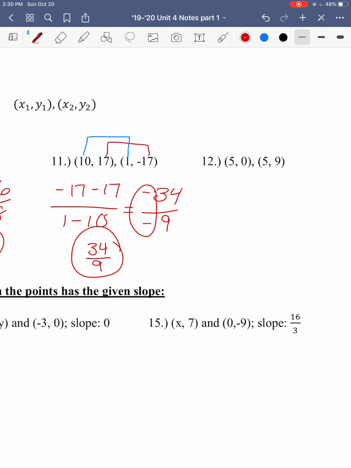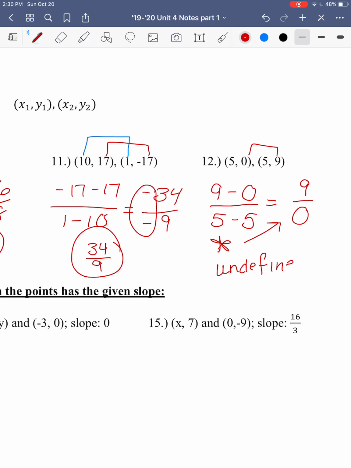And then finally, number 12, I'm going to do 9 minus 0 all over 5 minus 5. So that gives me 9 over 0. So I have 0 in the denominator again. What does that mean? That means undefined. You cannot divide a number by 0.